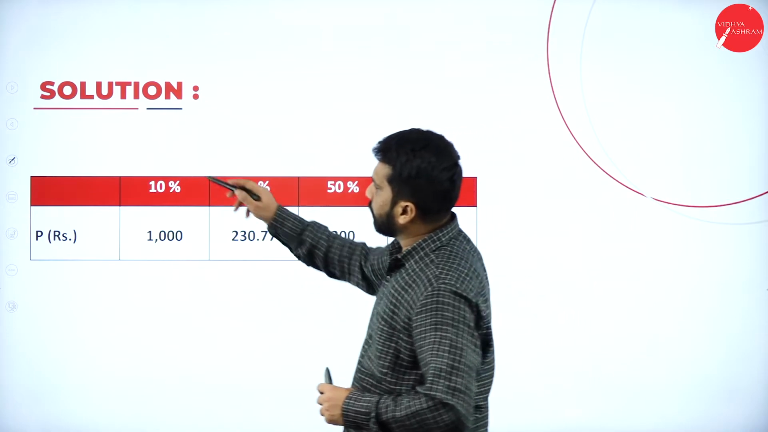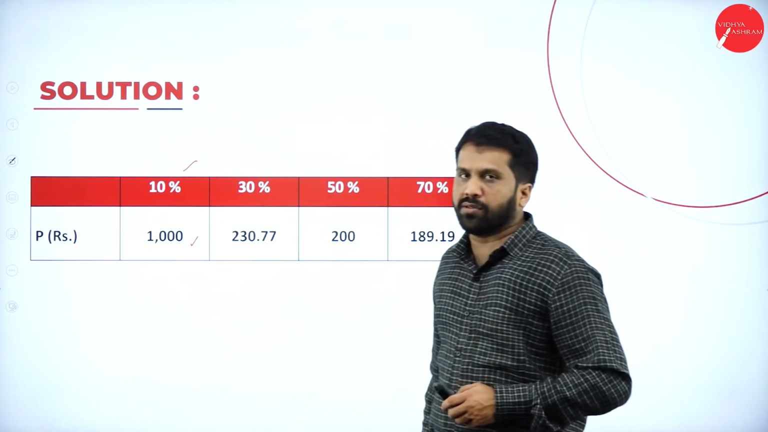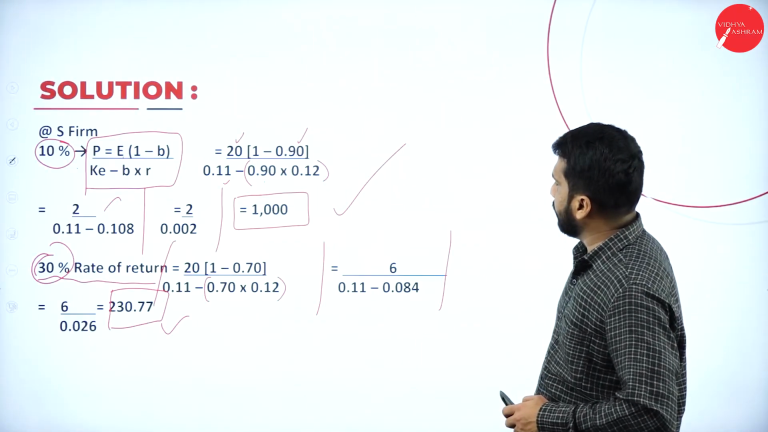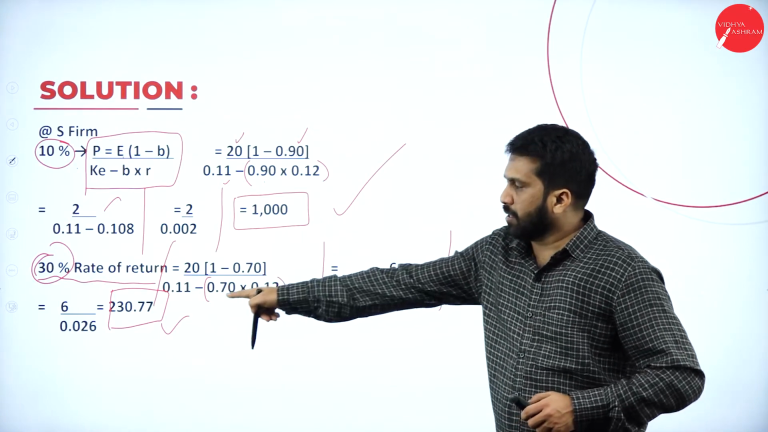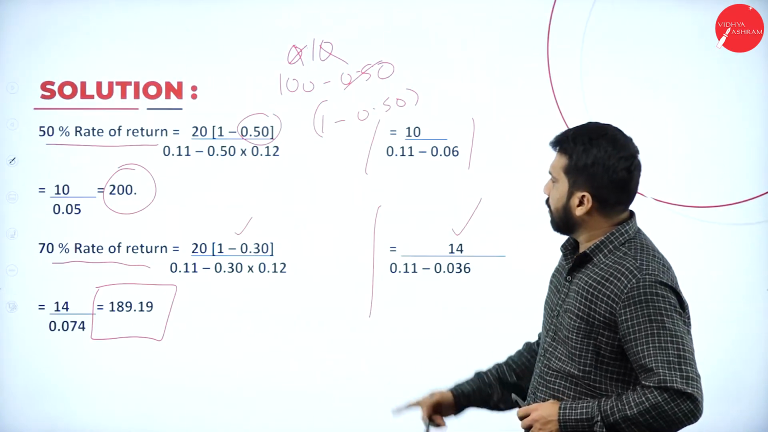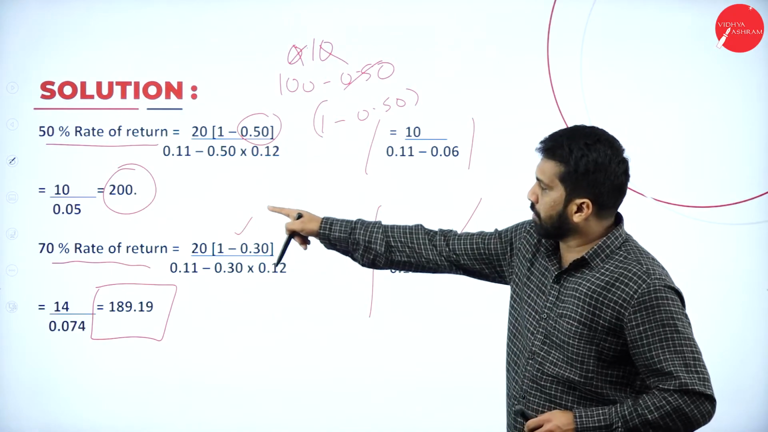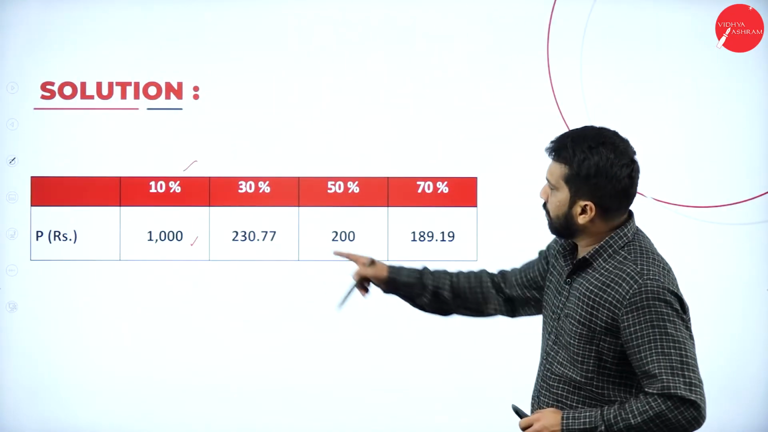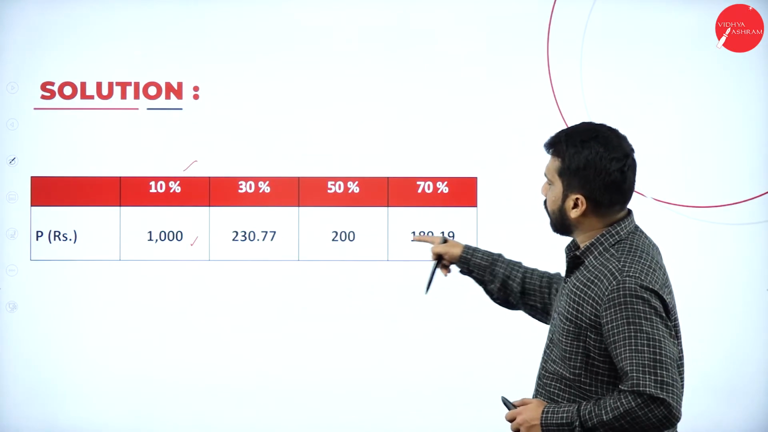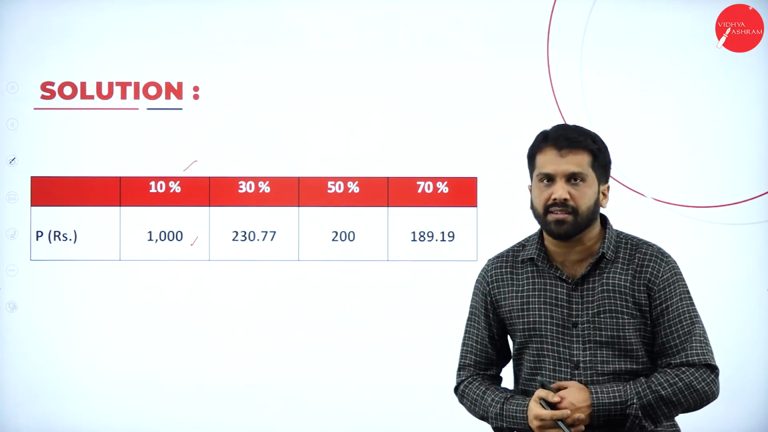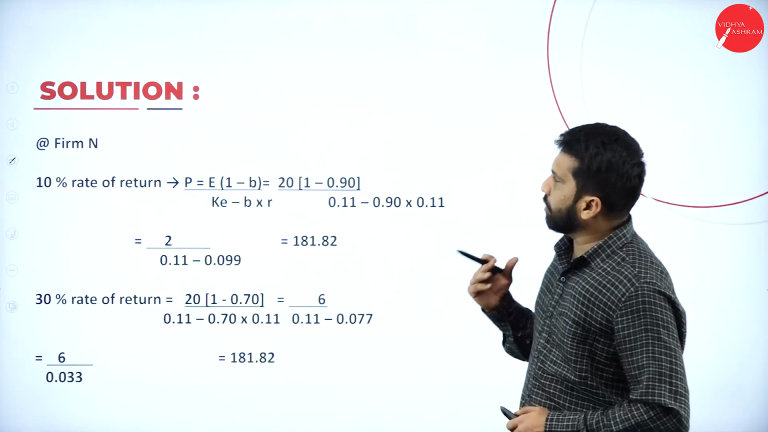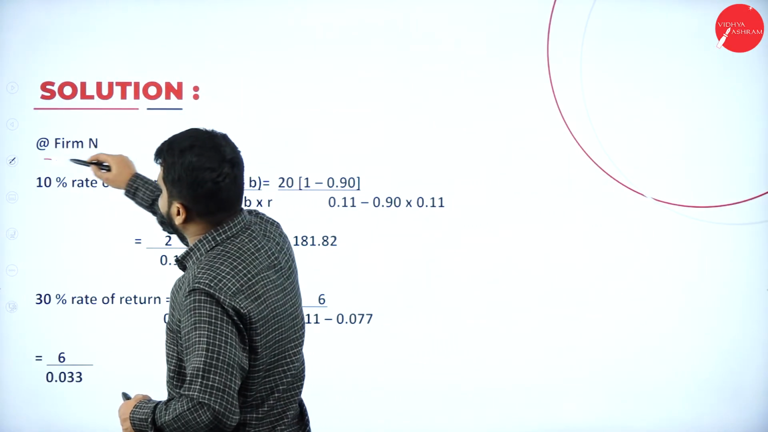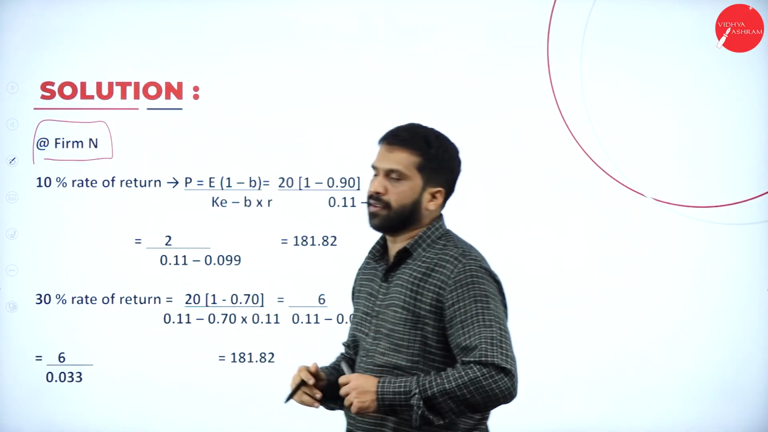Similarly, what is your answer? For 10%, 1000. Where did you get this? See, your first answer 1000, second answer 230, third answer 200, fourth answer 189. 1000, 230, 200 and 189. Next, we'll go for the second one, N.